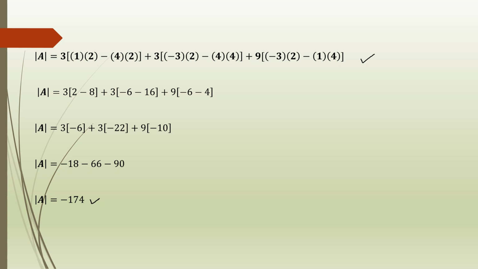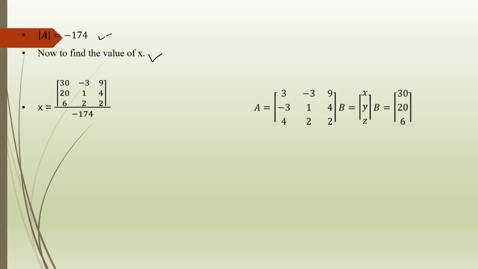Now my dear student, whenever you find the value of x, it will be divided by the determinant of A. Let's suppose this is 1 over minus 174, so here we write minus 174, and here we write the new matrix. Here again the determinant of the matrix is equal to minus 174. We need to find the value of x. From here we got this equation.